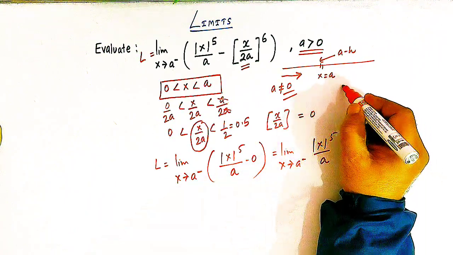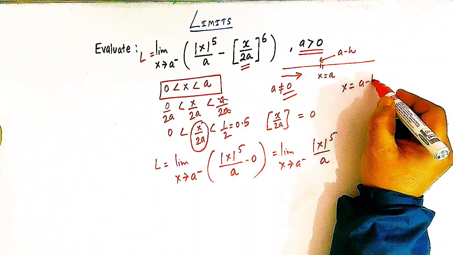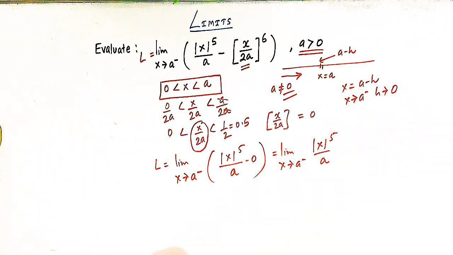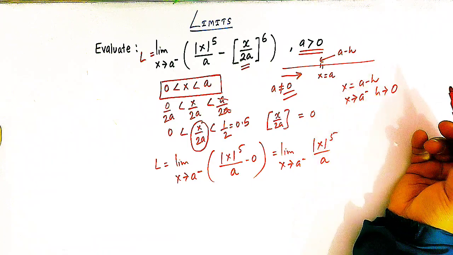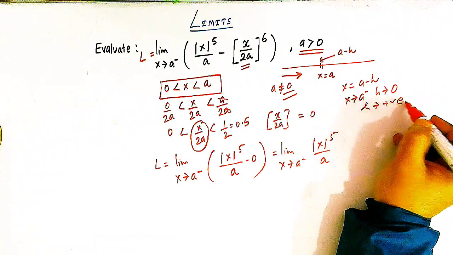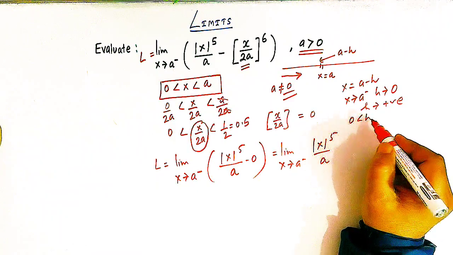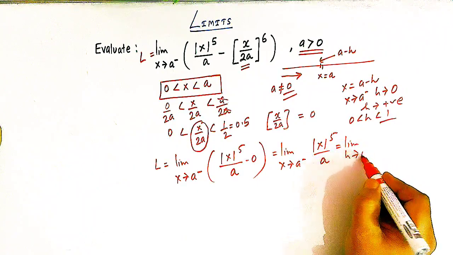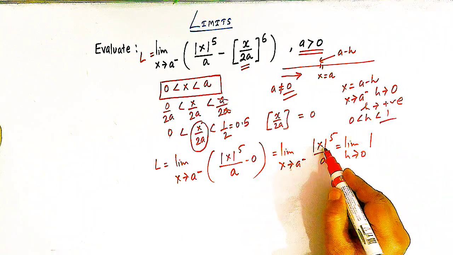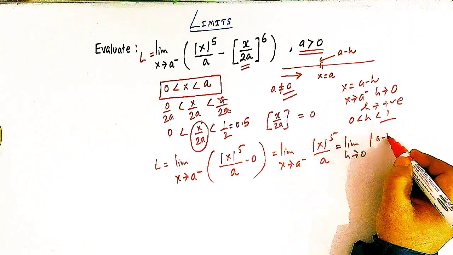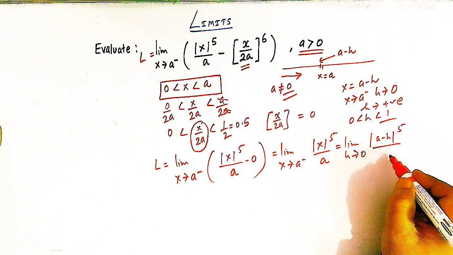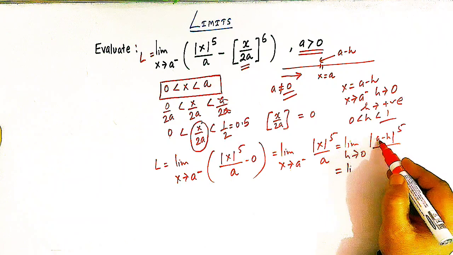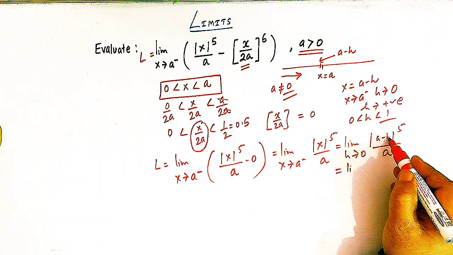Now we can take x is equal to a minus h. So when x tends to a, then h tends to 0. And here h is infinitesimally very small, and h is a positive quantity which is greater than 0 but less than 1. So here we have limit h tends to 0, and then we have mod of x, where x can be replaced by a minus h, raised to 5 over a. So now we have limit h tends to 0, mod of a minus h raised to 5. So we can take h is equal to 0 here.